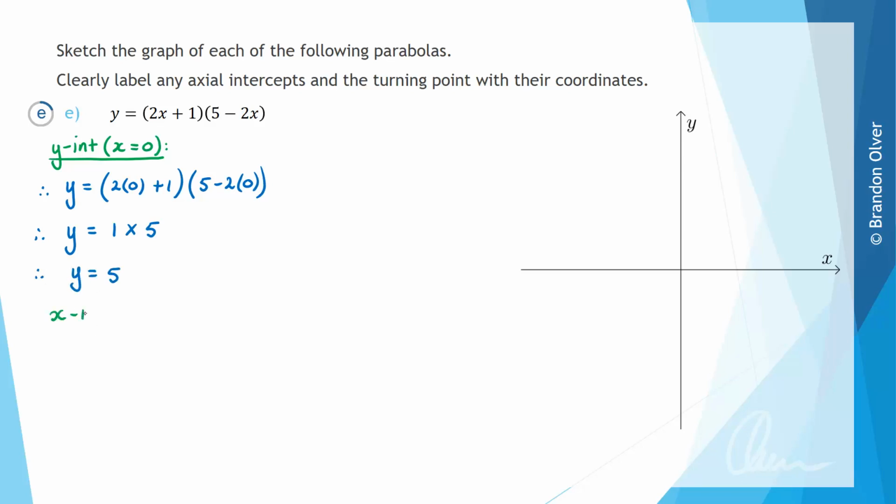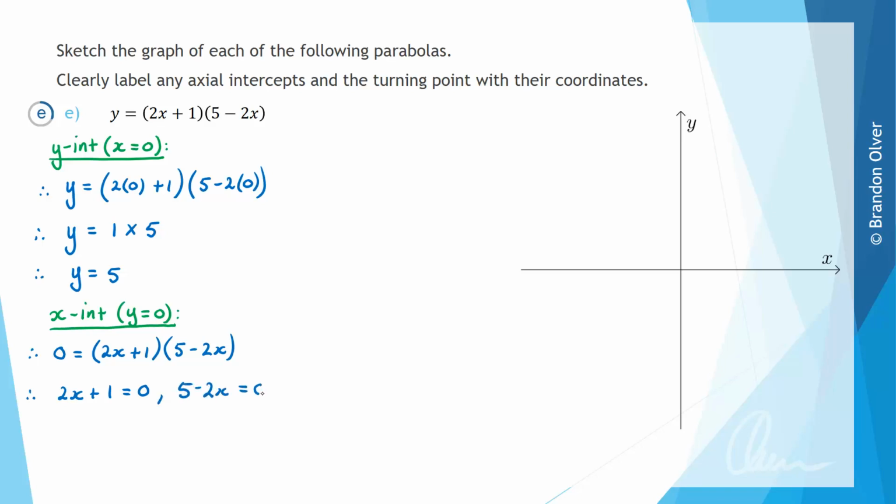Then we can move on to finding the x-intercepts of the graph, and we do that by letting y equals 0 in our equation and solving for x. So the equation becomes 0 equals, and then in the first bracket we have 2x plus 1, and then that's multiplied by 5 subtract 2x. And in factorised form, it's really easy to apply the null factor law to find those x-intercepts. So therefore we would say that 2x plus 1 could equal 0, or that 5 minus 2x could equal 0.